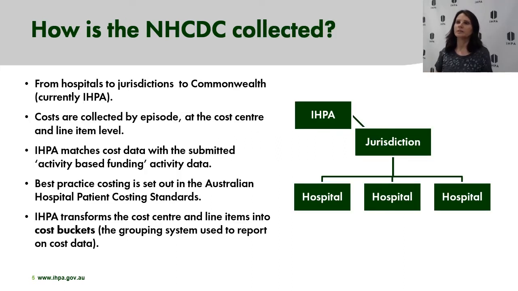How is the NHCDC collected? The NHCDC is collected from hospitals, provided to jurisdictions, and then jurisdictions provide it to the Commonwealth, which is currently IHPA. The costs are collected by episode at the cost center and line item level. When IHPA receives the data from jurisdictions, it matches the cost data with the activity-based funding activity data that IHPA also collects on a quarterly basis.